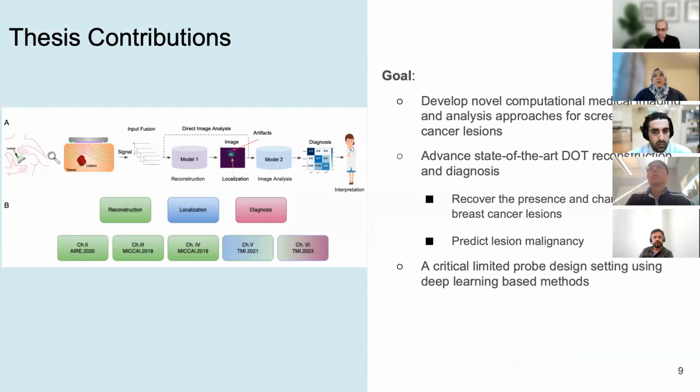In this thesis, we aim to develop novel computational medical imaging and analysis approaches for screening breast cancer lesions. We aim to advance the state of the art of diffuse optical tomographic reconstruction and diagnosis by recovering the presence and characteristics of breast cancer lesions, as well as predicting their malignancy. We do this in a critically limited probe design setting using deep learning-based methods.